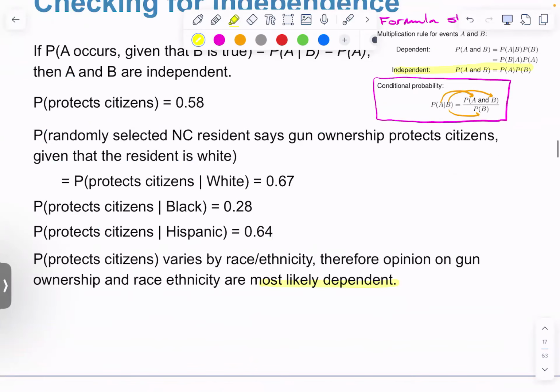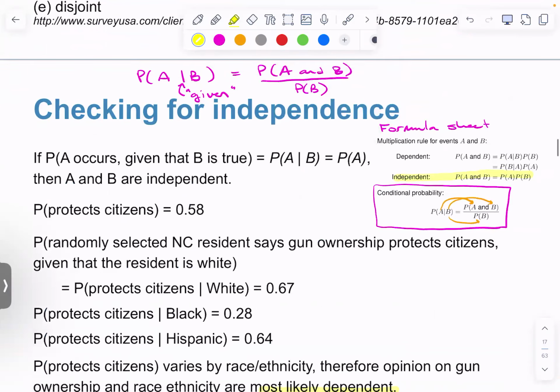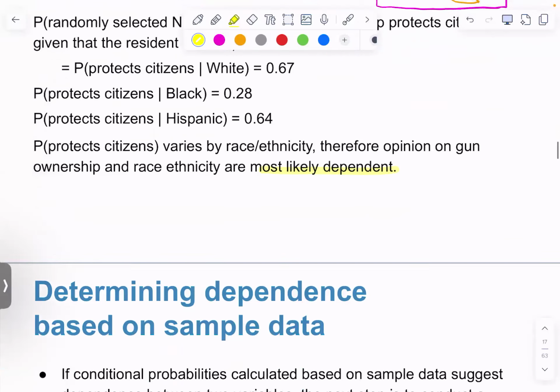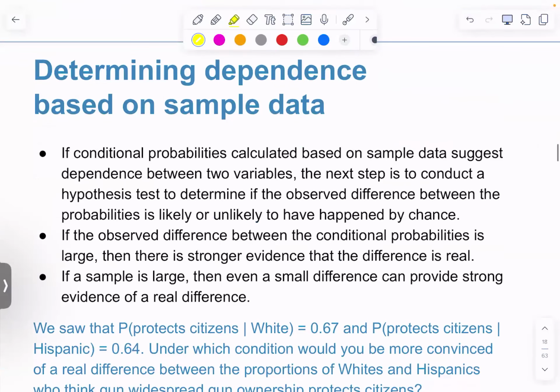We're going to talk more about conditional probability in the next section. So it's all conditional probability, but I wanted to introduce it here because they use the notation, which we need.